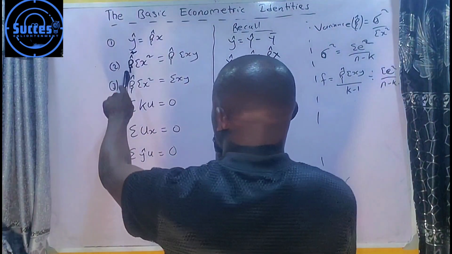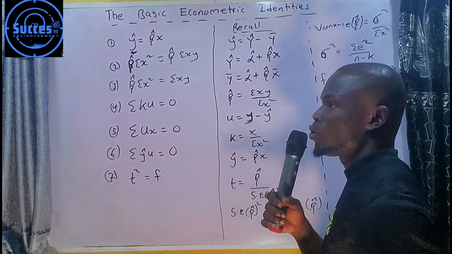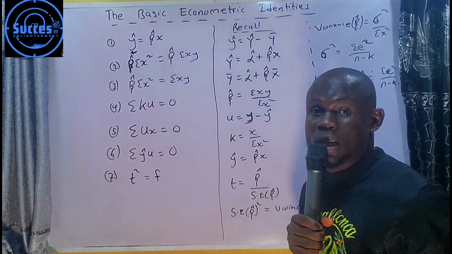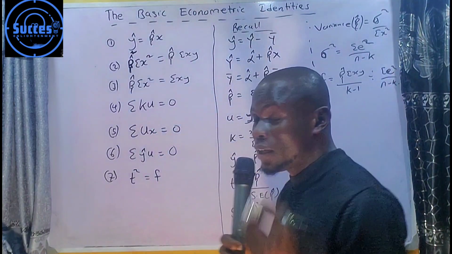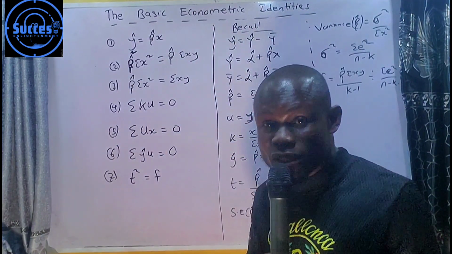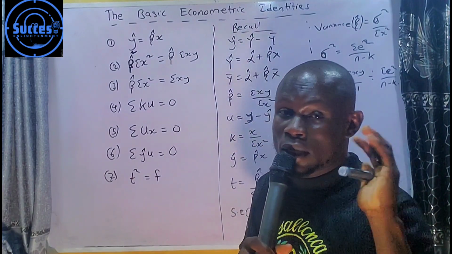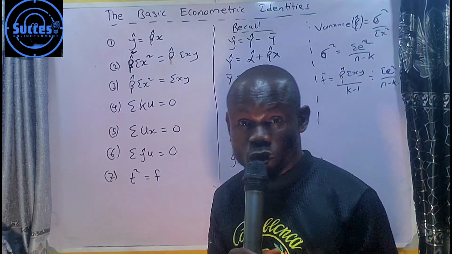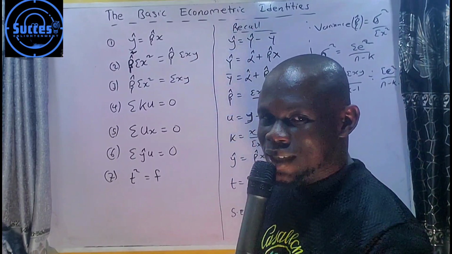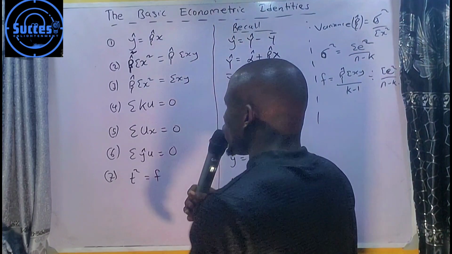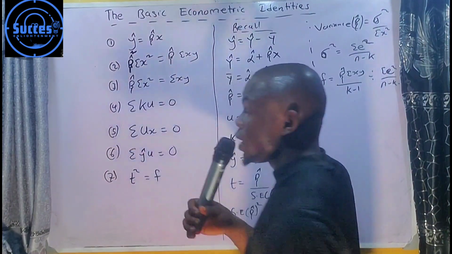We are going to prove that beta cap squared summation small letter x squared equals beta cap summation small letter x y. And the cap there means estimate, the estimation of beta. Alright, beta is a parameter. When we get to our simple regression analysis or least squares analysis, we are going to have more understanding, but let's just start from here as we proceed further. Beta cap summation x squared equals summation small letter x y.